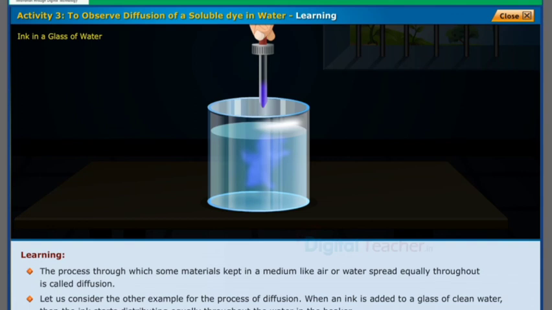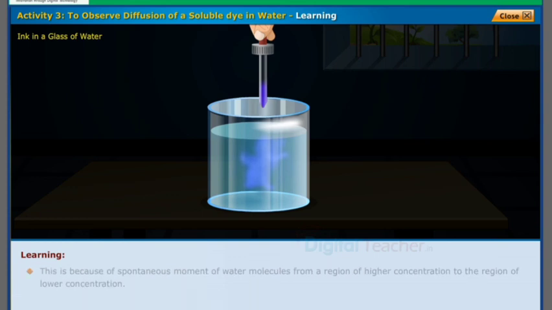When ink is added to a glass of clean water, then the ink starts distributing equally throughout the water in the beaker. This is because of spontaneous movement of water molecules from a region of higher concentration to the region of lower concentration.